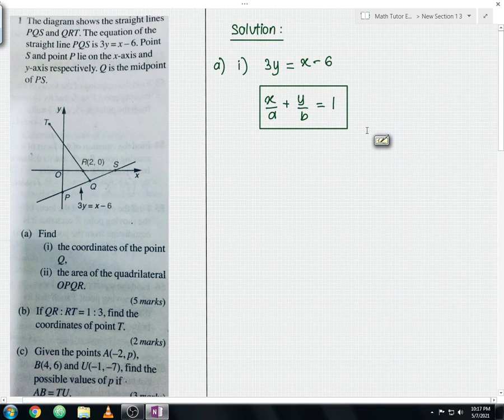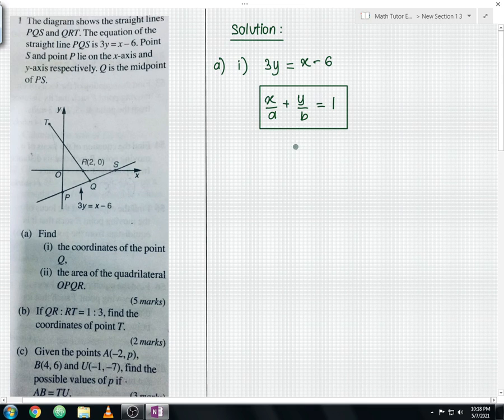Then you can ask me, can I use y equals mx plus c and then come up to find the coordinates of P and S? Yes, you can, but then the working will be longer. So that's why I decided to use the intercept form of the equation, since it only involves the intercept coordinates over here. So it will be faster for us to solve.